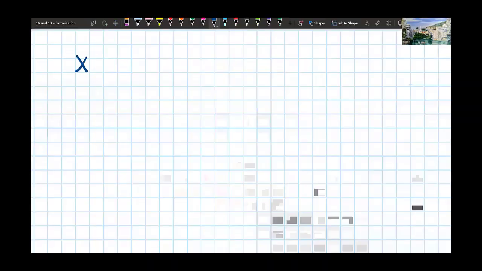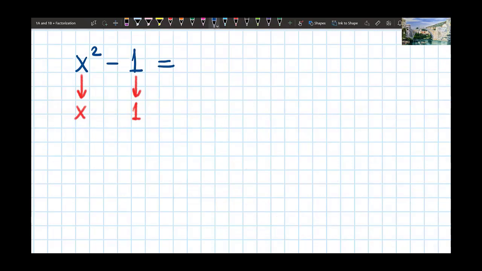x squared minus 1. So the procedure is, it will go in this way. What is the square root of x squared? It is x. The square root of 1 is 1. That's step 1.